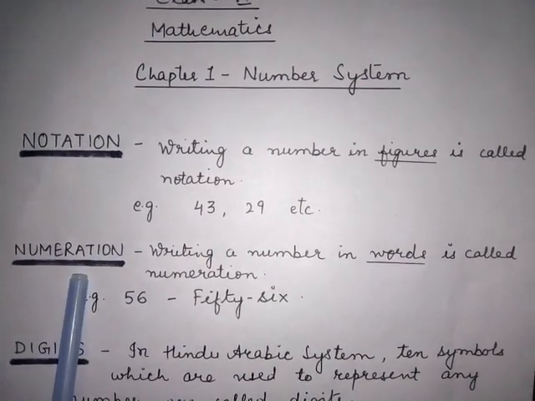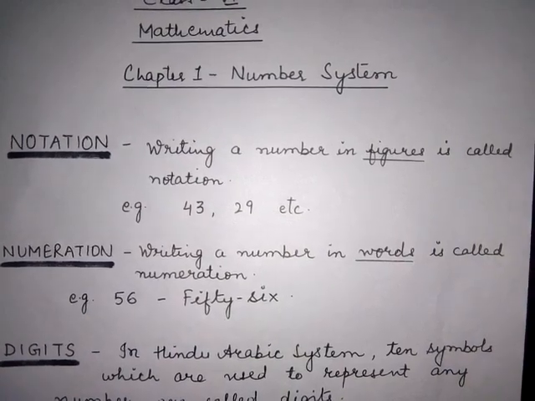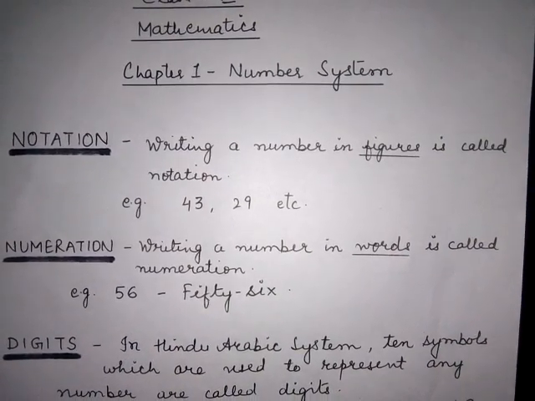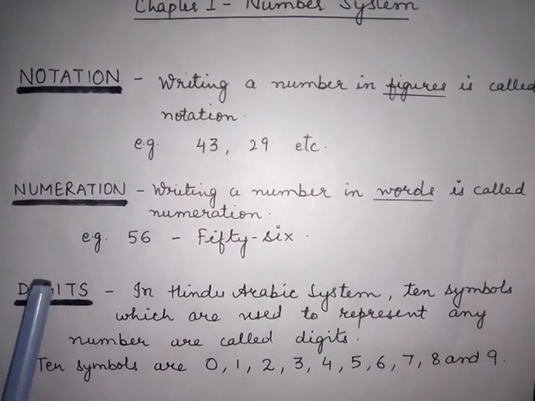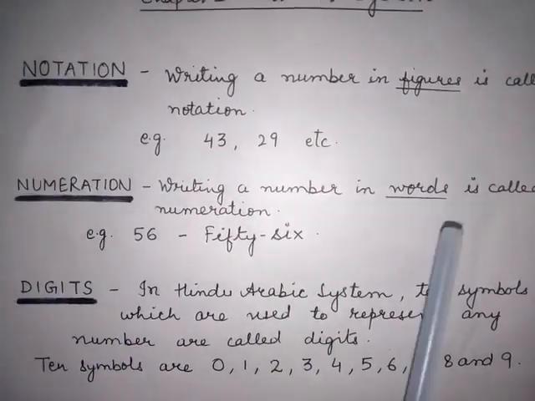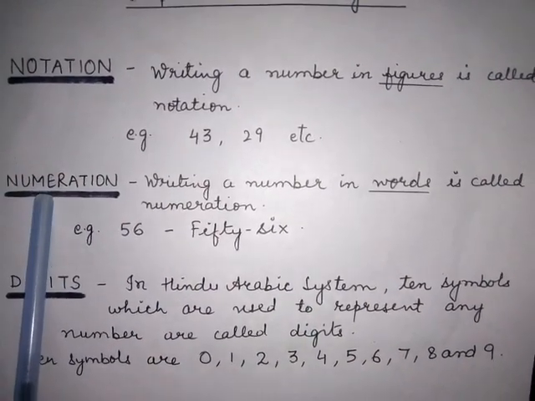Now numeration. When we are writing a number in words, it is called numeration. As you have studied in your previous classes, we can write the number in words. So similarly, 56 can also be written in words. So if we are writing a number in words, it is called numeration.